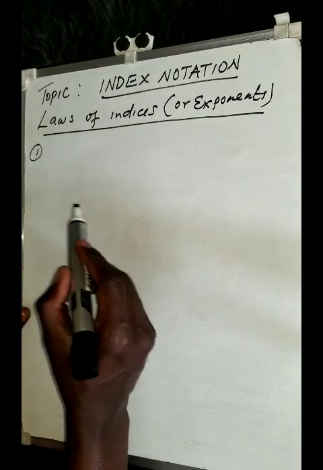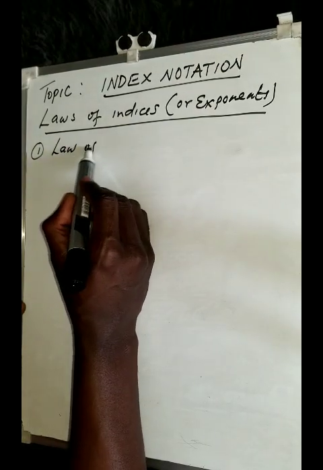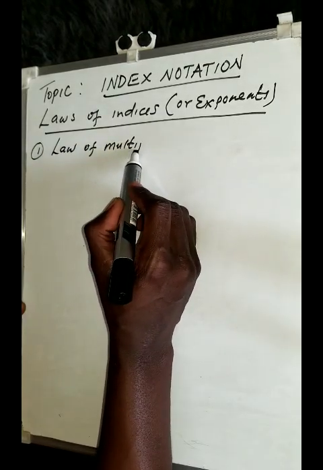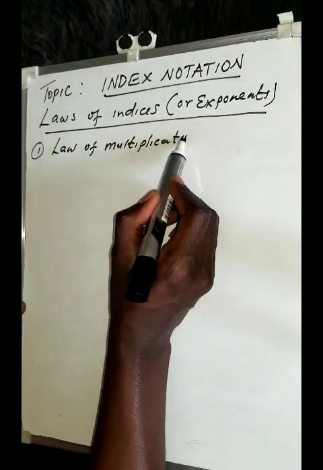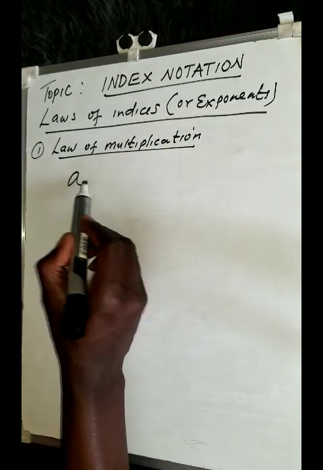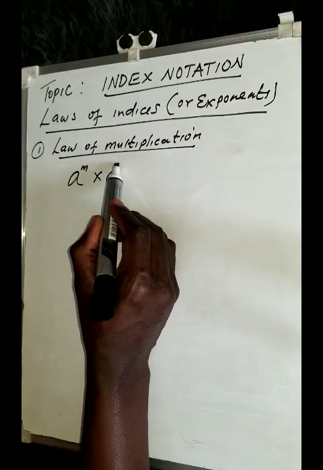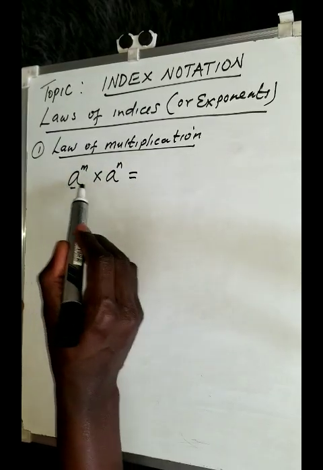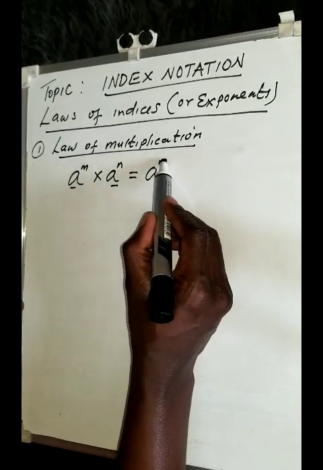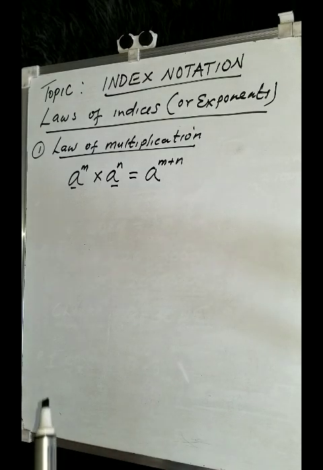So the first law that you are going to be dealing with is the law of multiplication. According to the law of multiplication, if you have a raised to the power m multiplied by a raised to the power n, if the bases are the same, you take the base, then you add the powers, so it will be m plus n.